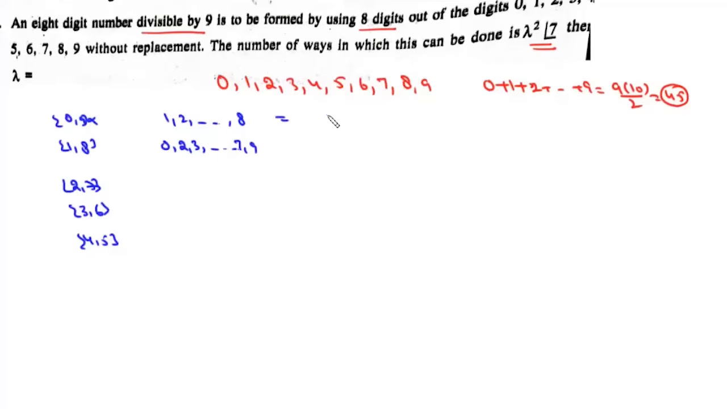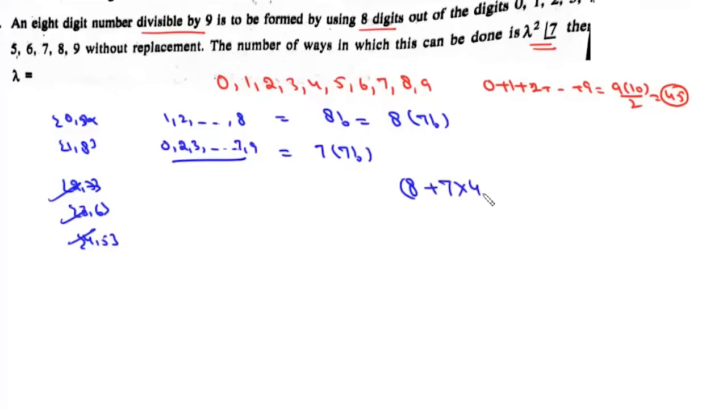Now here we have total factorial 8 numbers, which will be 8 into factorial 7. Now in this case, since we have 0 here, the number of such numbers will be 7 into factorial 7. For each of the other 3 cases also, it will be the same. So the total number of such numbers will be 8 plus 7 into 4 into factorial 7, which is 28 plus 8, 36 into factorial 7. Now the value of lambda is simply 6, and that is the answer to this question.